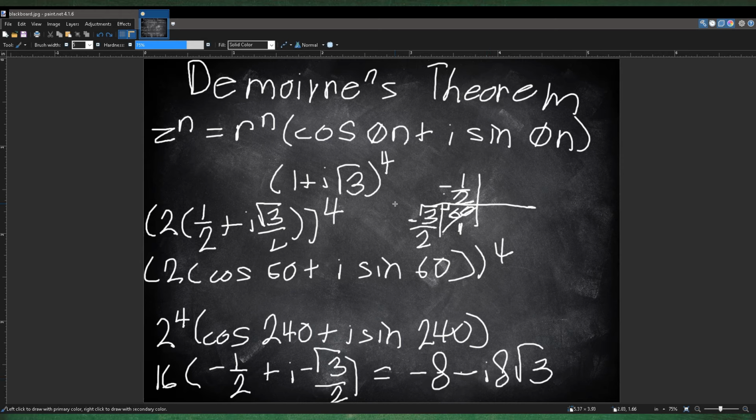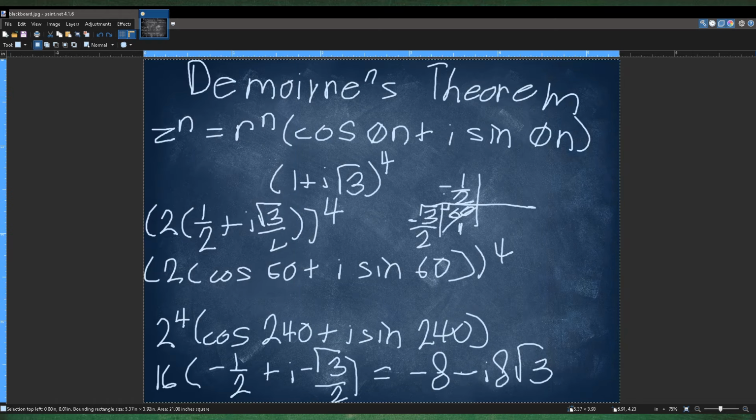If you have (1 + i√3) raised to the power of 4, you get this. Instead of doing a bunch of math to simplify it, you can just use De Moivre's theorem. You take the rectangular form, convert it to polar, use De Moivre's theorem to raise it to the power, do the operations, and then return it back to rectangular to get the answer. So that's De Moivre's theorem.